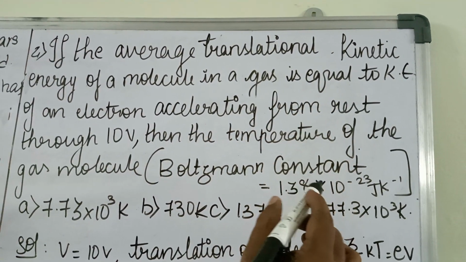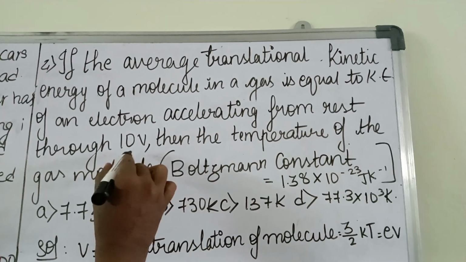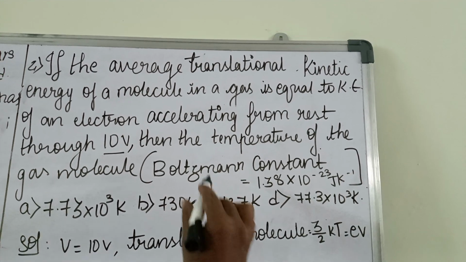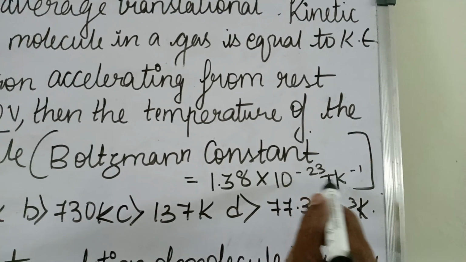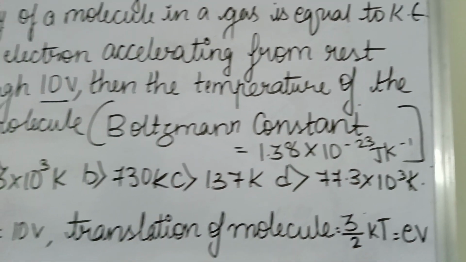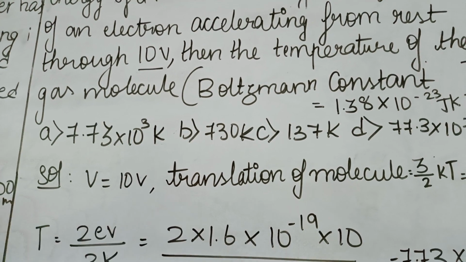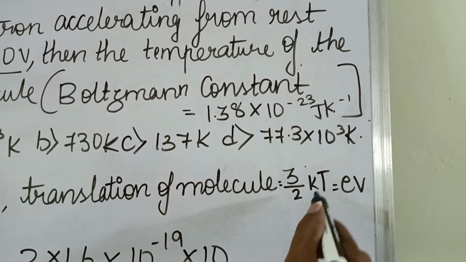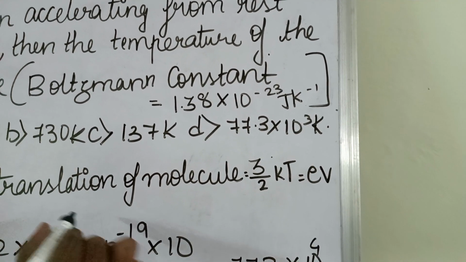is equal to kinetic energy of an electron accelerating from rest through 10 volts, then the temperature of the gas molecule. Boltzmann constant is given as 1.38 into 10 to the power of minus 23 joule per Kelvin. And here voltage is equal to 10 volts. Translation of molecule formula is 3 by 2 kT. Translational energy of the molecule.